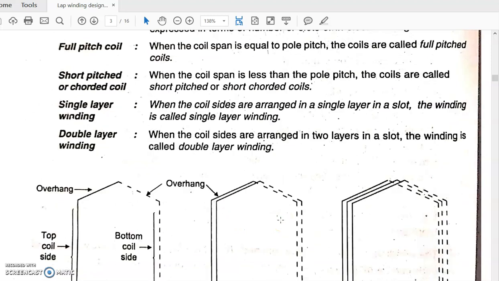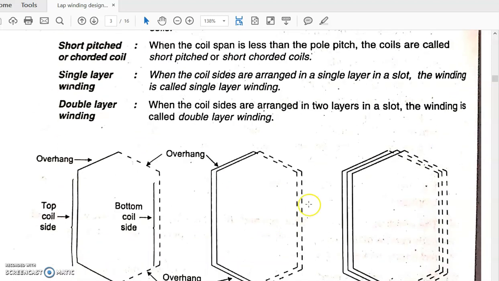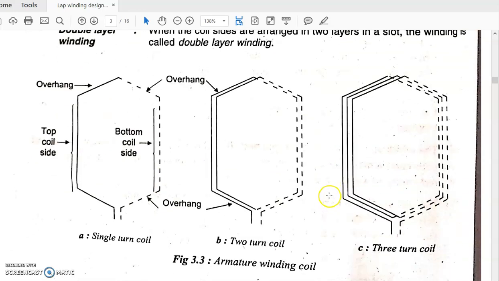Single layer winding and double layer winding: it is in a slot, when the coil sides are arranged in a single layer in a slot. So if only one top coil side is there in one particular slot, it is single layer winding. If two top coil sides are placed in one slot, that will be represented as double layer winding. So the number of coil sides arranged in a particular slot is represented as layer. So it is a single layer winding, two layer winding, three layer winding, and so on.